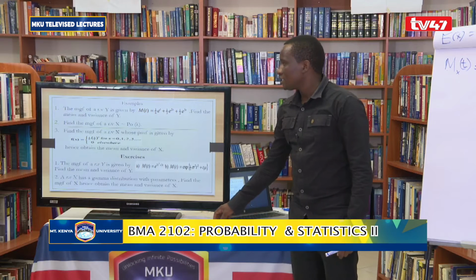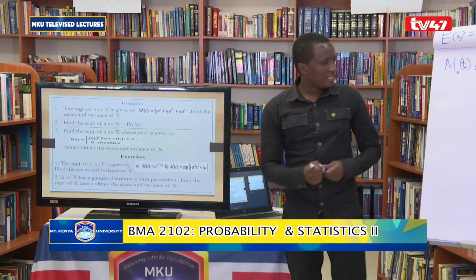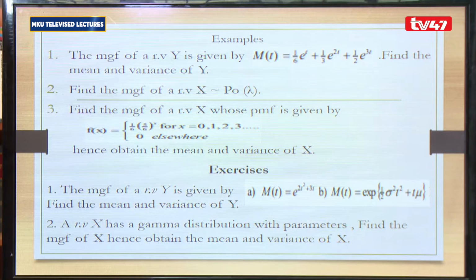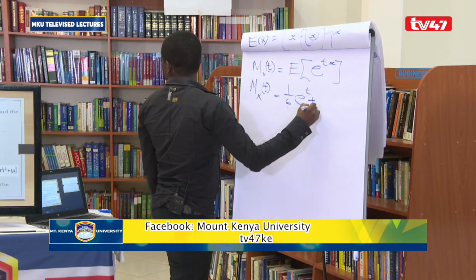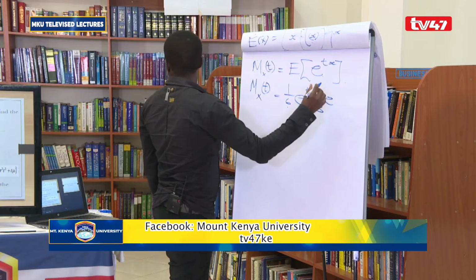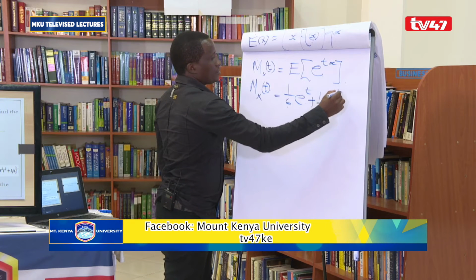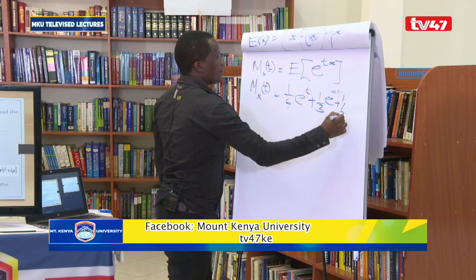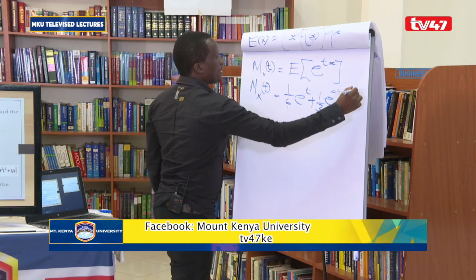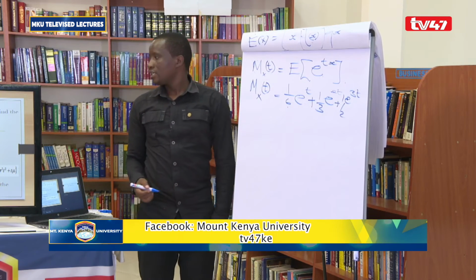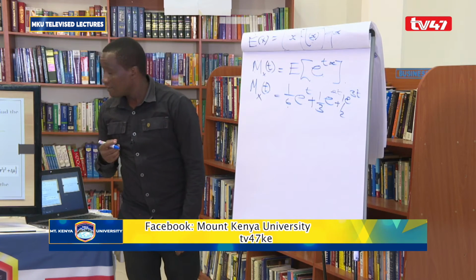Let's look at some examples here. First example: you're given that the MGF of a random variable Y, M_X(t), is equal to 1/6 e^t + 1/3 e^(2t) + 1/2 e^(3t). We are requested to get the mean and the variance of Y.